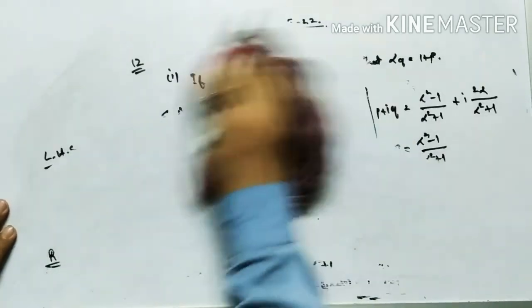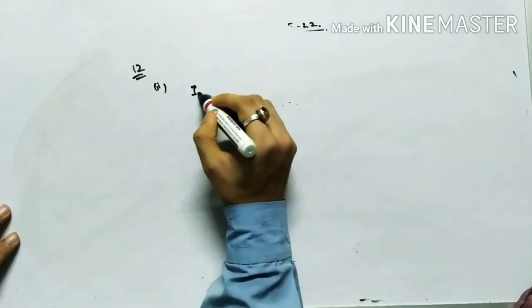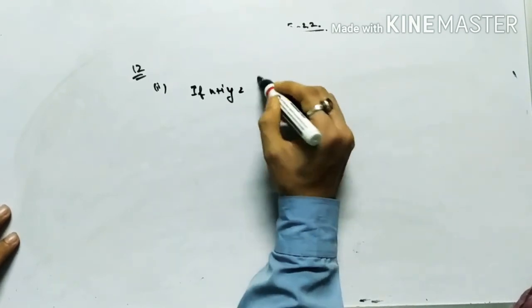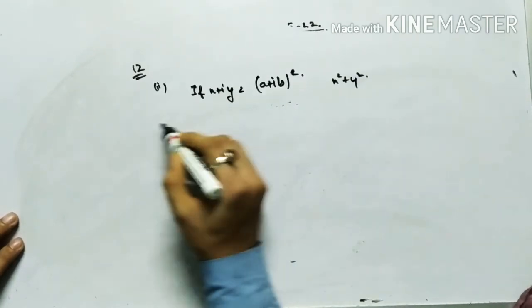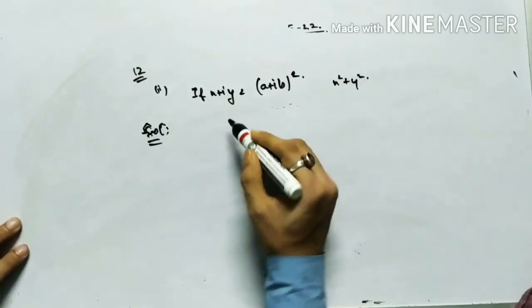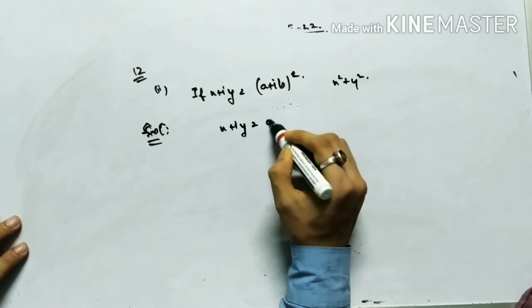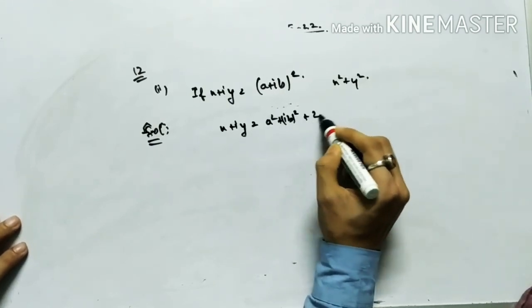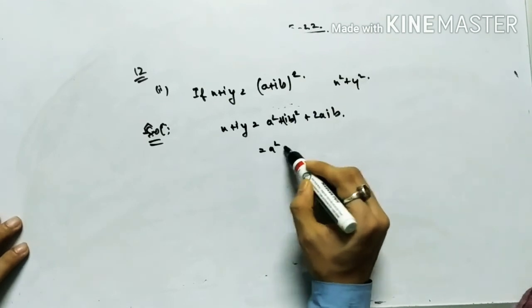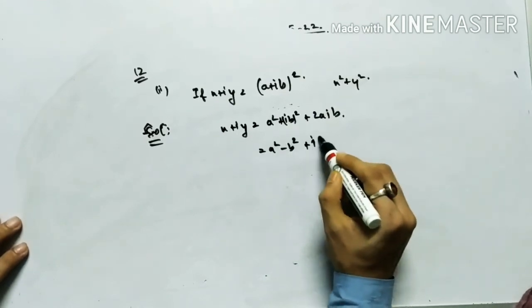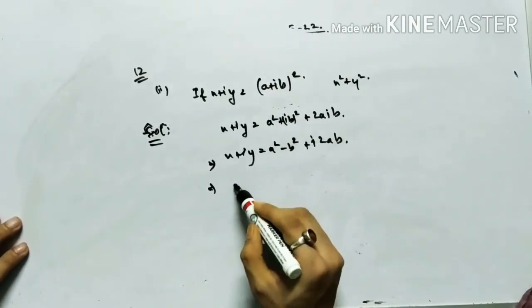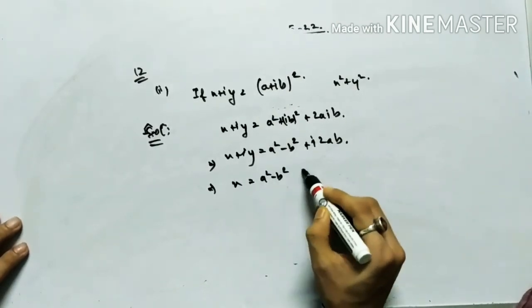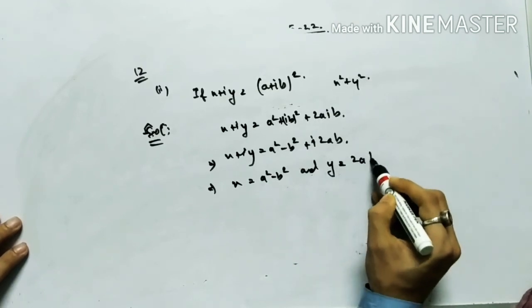Next it is type 12, number 2. It is saying that if x plus iy is equal to (a plus ib) the whole square, then find the value of x square plus y square. So in the solution, x plus iy is equal to a square plus (ib) the whole square plus twice aib. So this is a square minus b square plus i twice ab. Now these two complex numbers are equal, so real part equals real part and imaginary part equals imaginary part.